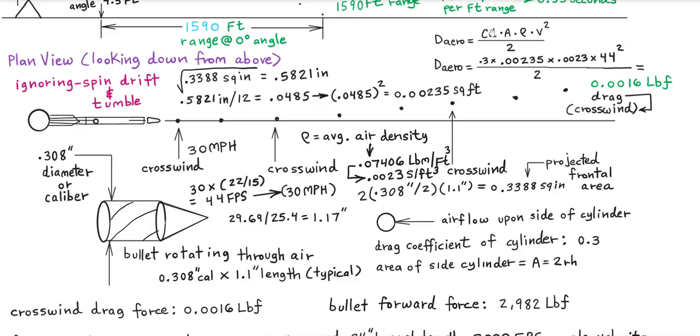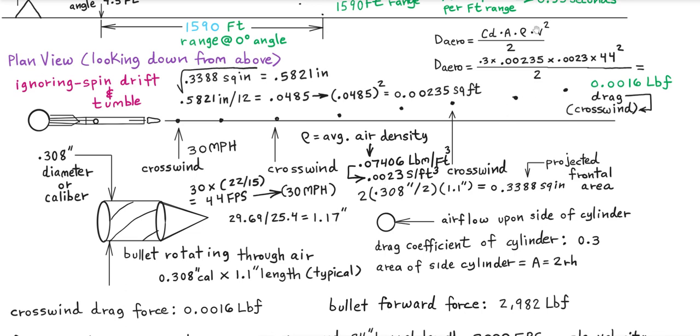So we have 0.3 for drag coefficient. We have 0.00235 square feet for projected side area, but that will be the frontal area since it's crosswind. And then we take the average air density across the atmosphere of 0.07406 pounds mass per cubic foot. Then we divide that value into 32.2. There are 32.2 pounds per 1 slug absolute mass value in the US system of measure. So this is a very typical average value for air density in slugs per cubic foot, 0.0023 slugs per cubic foot.